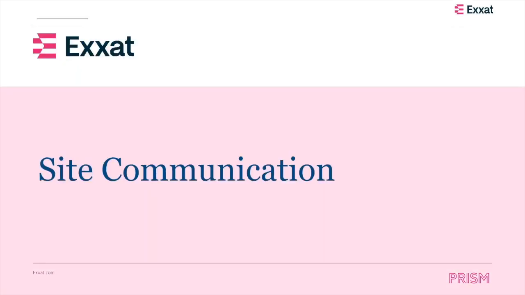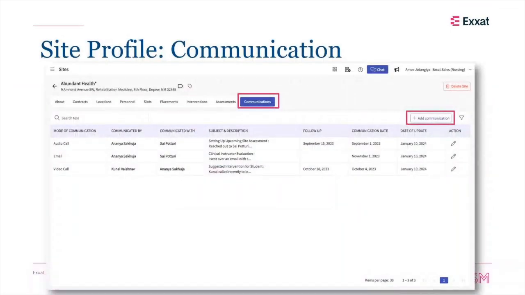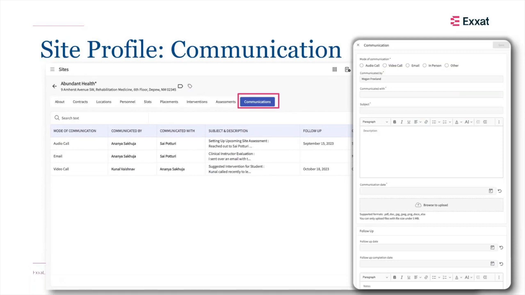Site communication. For example, if you're having a contract discussion, and you wish to have a communication which was going on with the site person housed in the system, this place might come in handy for you, whether it was done on audio, email, or video call. When you click on add communication, the drawer will show up, which looks pretty similar to the intervention, where you can specify the mode of communication, communicated with, any particular key points which were discussed, and the communication date, and you can also upload the reference material which was used during that conversation, and any follow-up information.